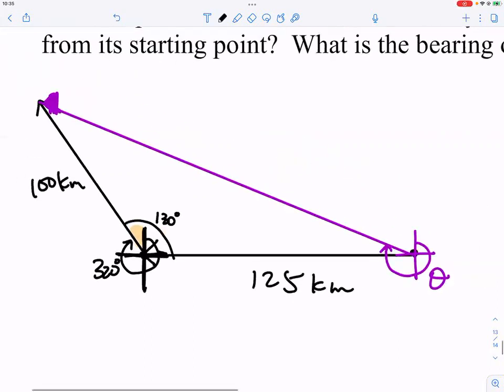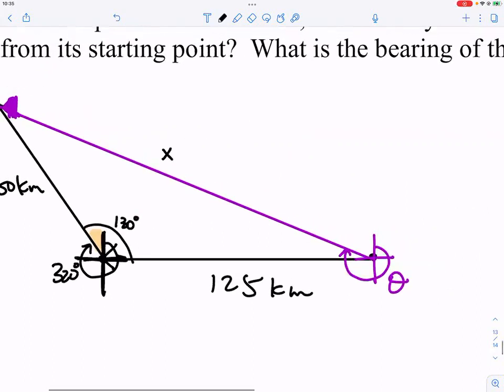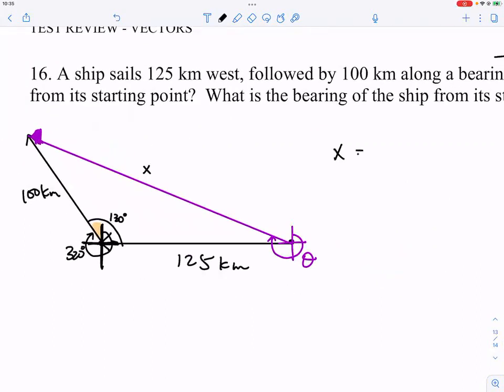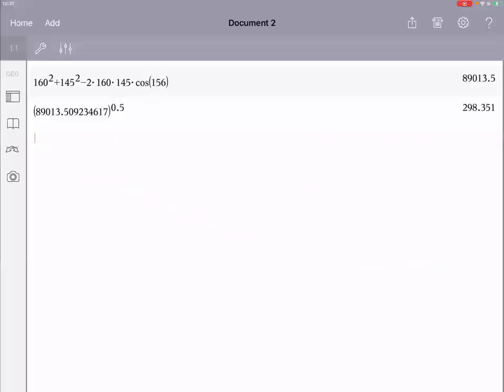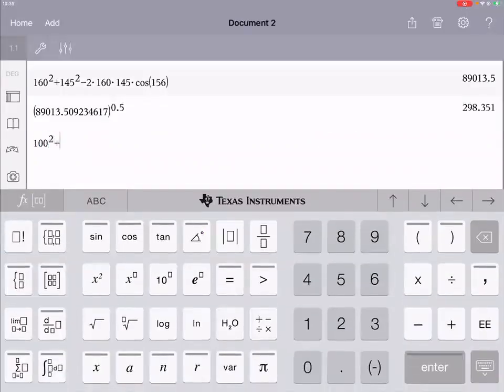And hey, can you see what we can do now? Law of cosines. So you're going to use the law of cosines first. x is equal to the square root of 100 squared plus 125 squared minus 2 times 100 times 125 times cosine of 130 degrees. That is 100 squared plus 125 squared minus 2 times 100 times 125 times cosine of 130 degrees, and then raised to the 1/2 power, which means the square root of that number.